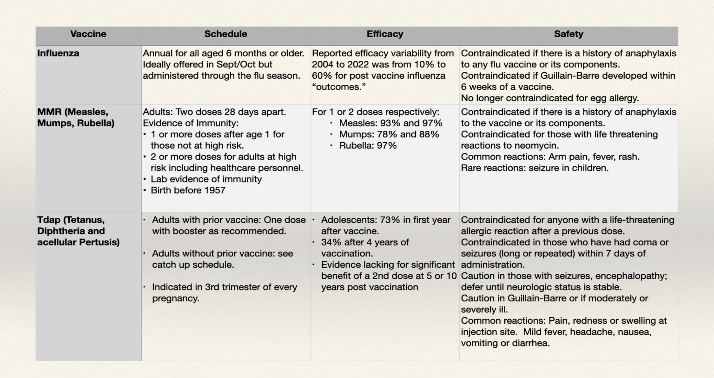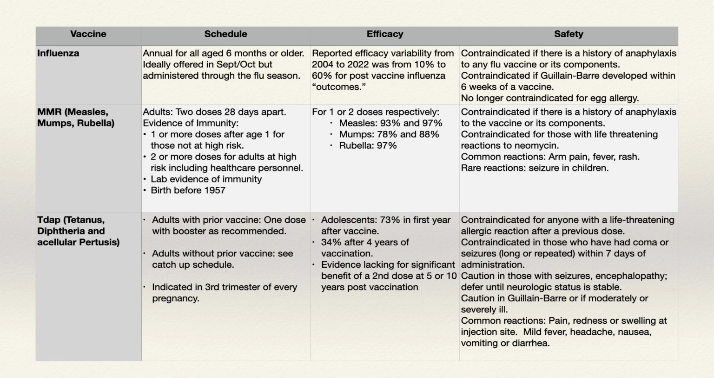So MMR is contraindicated if there is a history of anaphylaxis to the vaccine or its components. It is contraindicated for those with life-threatening reactions to neomycin, and common reactions include arm pain, fever, rash. Rare reactions are seizure in children. Now, tetanus, diphtheria, and acellular pertussis, also referred to as Tdap.